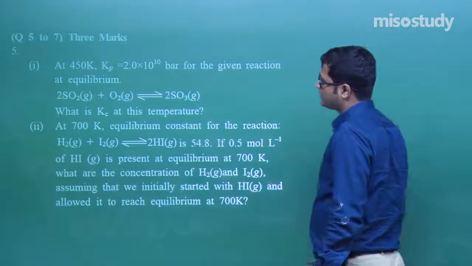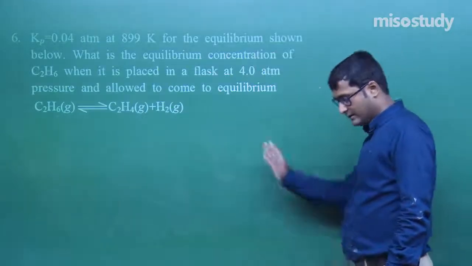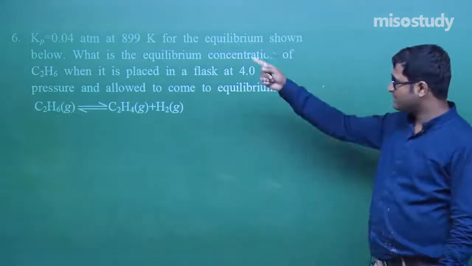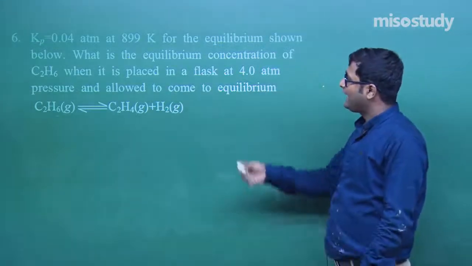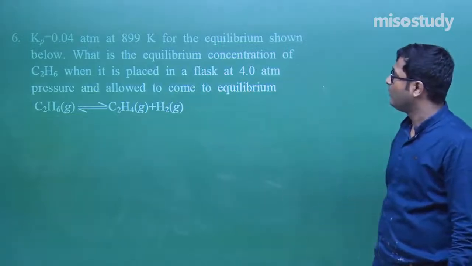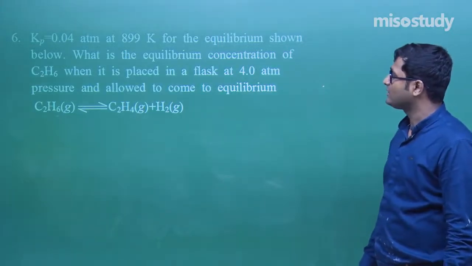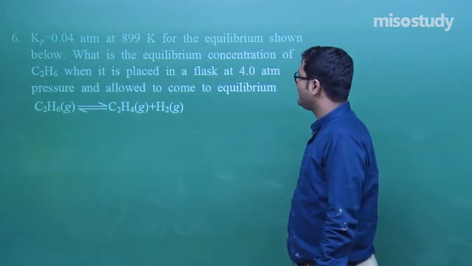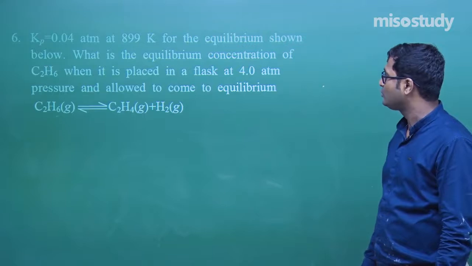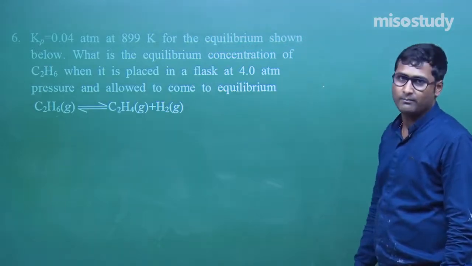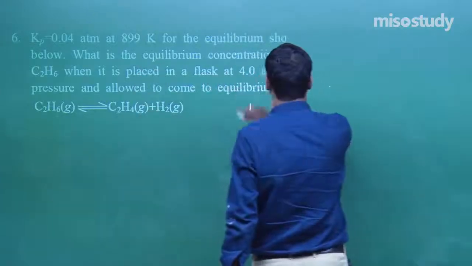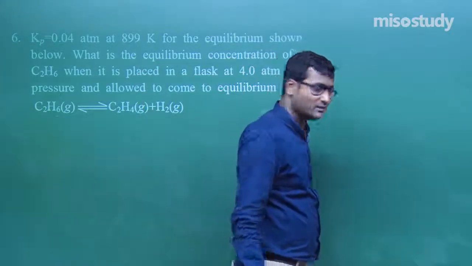Now, what is the next question here? Question number 6. Read the question. I am giving you time. Kp is given as 0.04 atm at 899 Kelvin for the equilibrium given below. What is the equilibrium concentration of C2H6 when it is placed in a flask at 4 atm pressure and allowed to come to equilibrium? We need to find the equilibrium concentration, but what is given is pressure. Am I right? Yes sir.